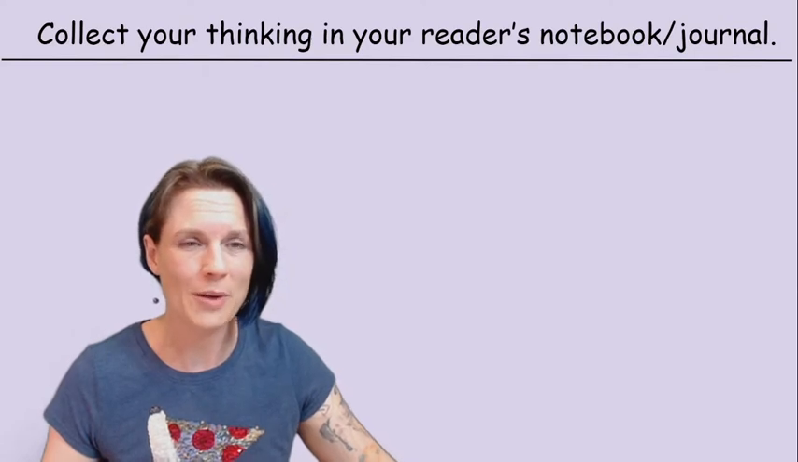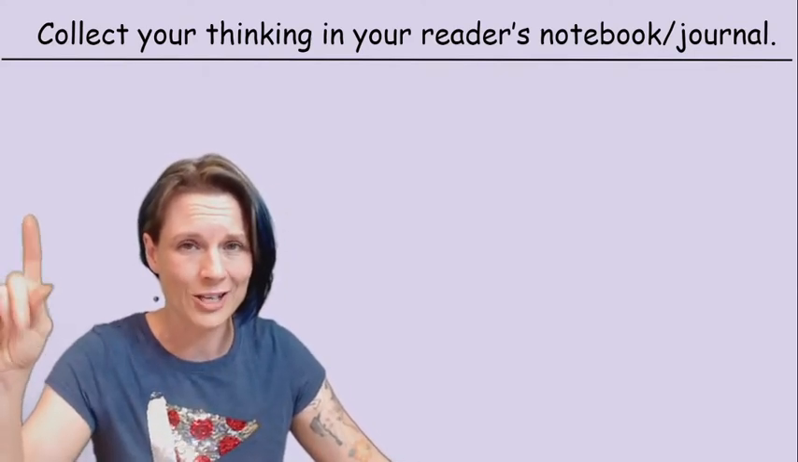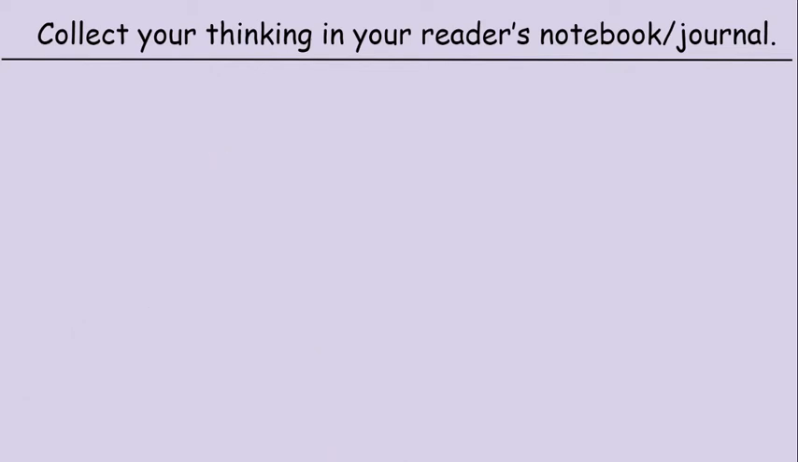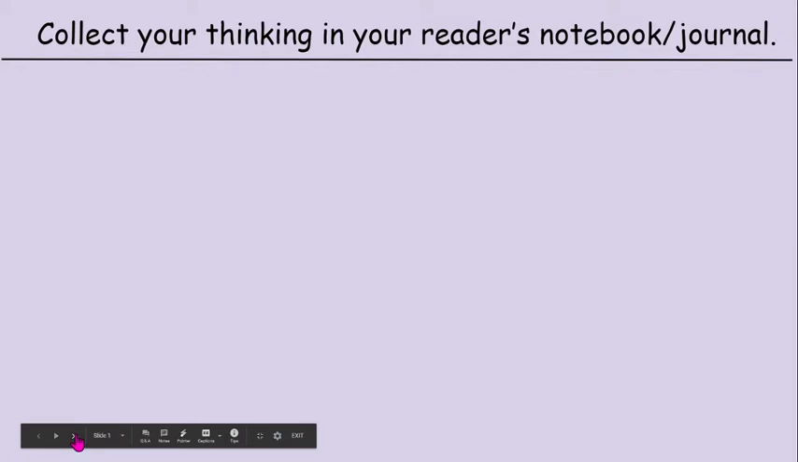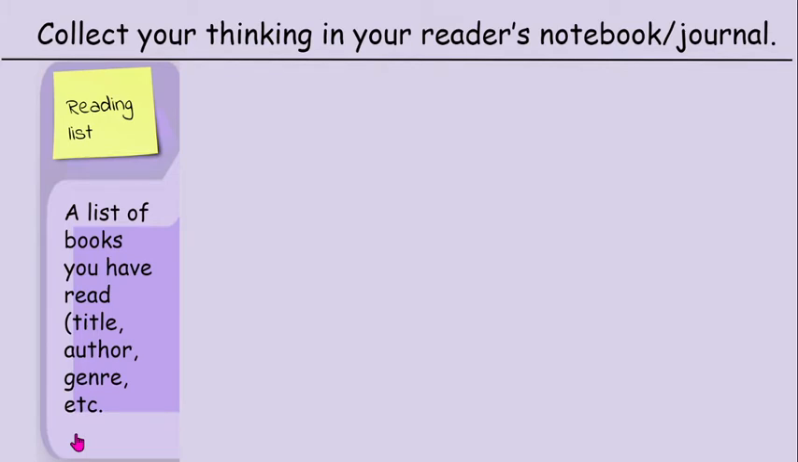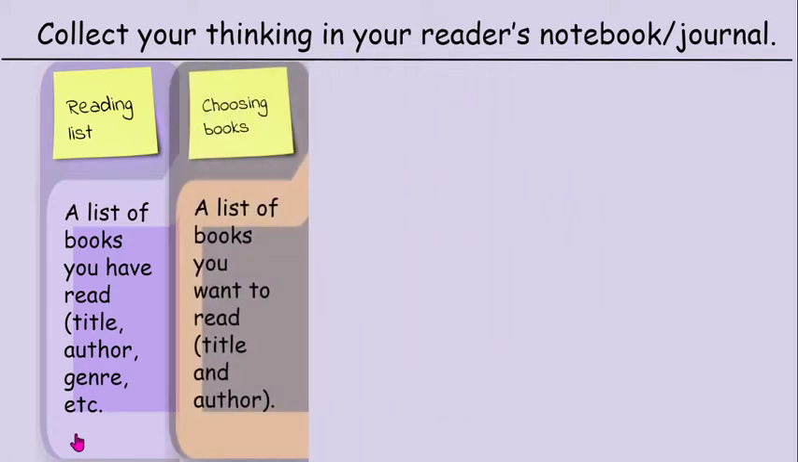So what we're going to talk about today is how to use that reader's notebook to collect your thinking in your reader's journal. Here we go. Under the Reading List tab, you'll write a list of books that you have already read: the title, the author, the genre, etc. Under the Choosing Books tab, a list of books you want to read, title and author.